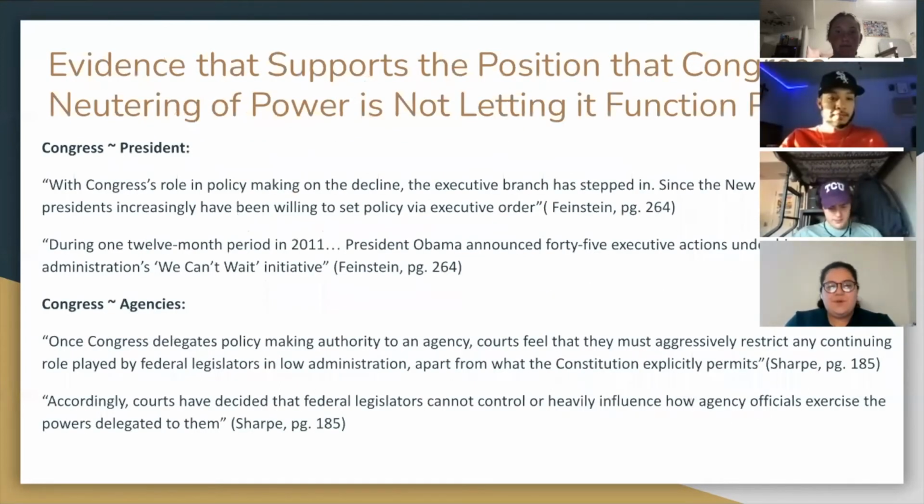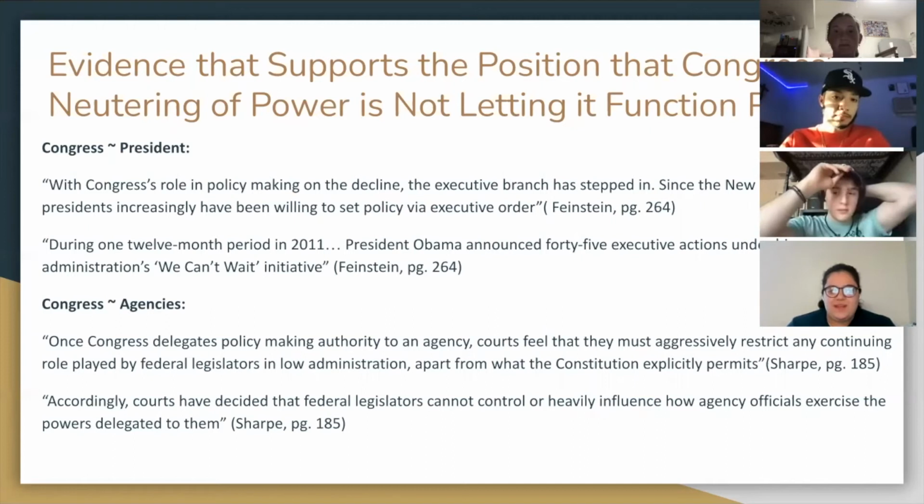And for evidence that supports this, I wanted to include one for Congress and the president and one for Congress and agencies. So in this example, in 2011, President Obama announced 45 executive actions. And the analogy I wanted to use here is that these executive actions act like a fast pass. The president is basically skipping over this whole responsibility that Congress is supposed to take, and he's just going straight to policy making.